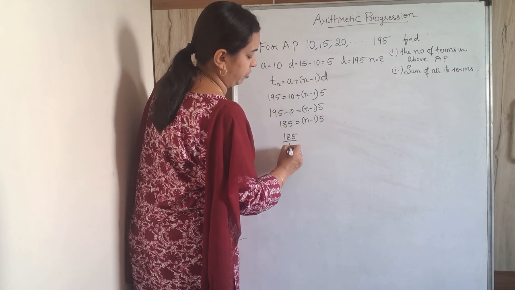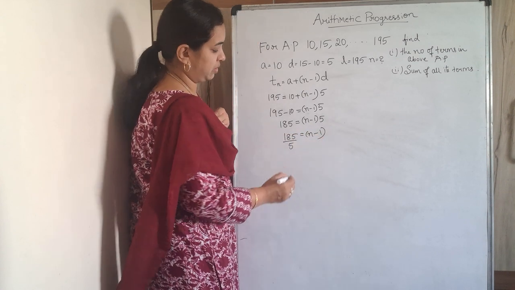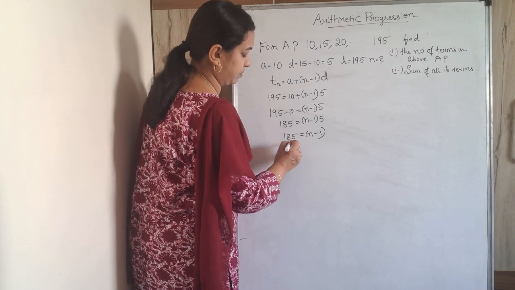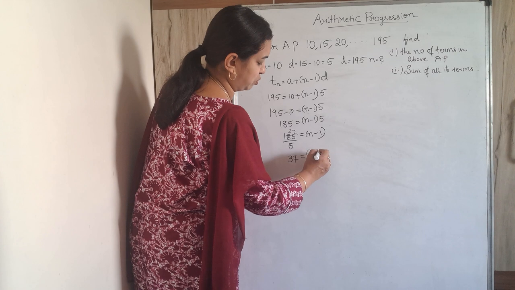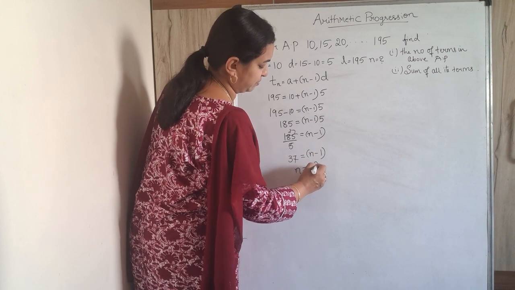185 by 5 is equal to n minus 1. So this will be 37s are, which will be equal to n minus 1. So your n will be 38.